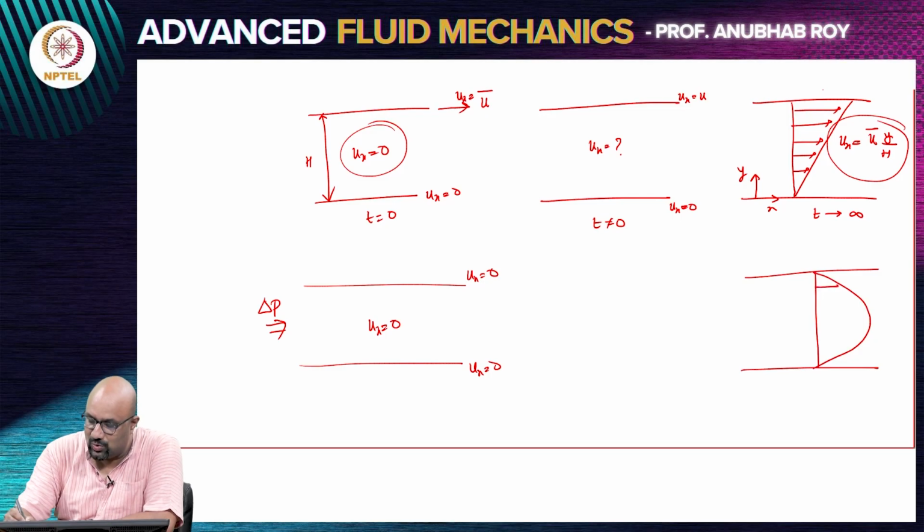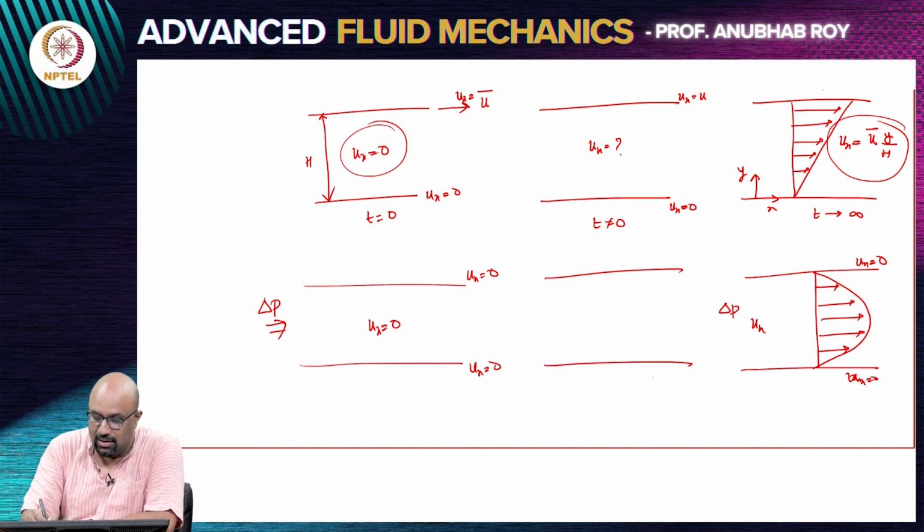And that is something which we have done in class, that if you wait infinitely long, you are going to get a velocity profile that would be parabolic in its form, and this velocity profile that you obtain is where you have a balance between your viscous forces and your pressure gradient.